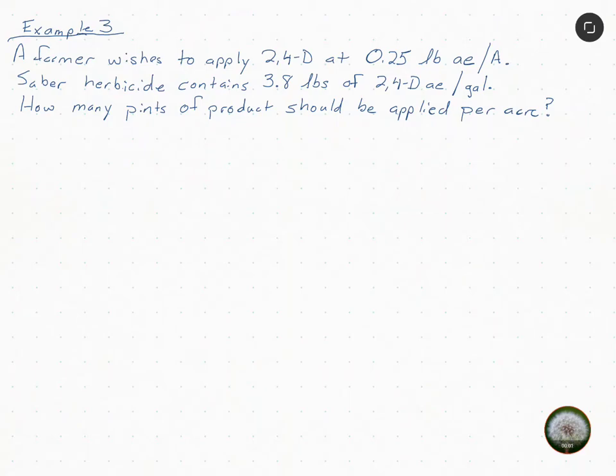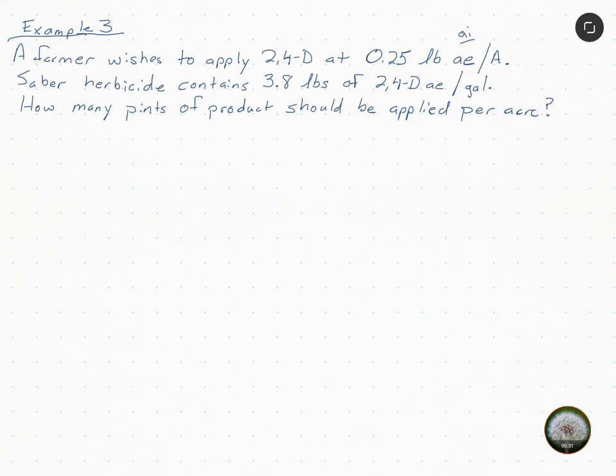We're going to work through example 3 from your lesson 6 in this video. And example 3 states that a farmer wishes to apply 2,4-D at 0.25 pounds acid equivalent per acre. Acid equivalent, which we'll discuss later in class, is basically a different way of stating active ingredient for weak acid herbicides. So you can think of the acid equivalent as being active ingredient for this example.